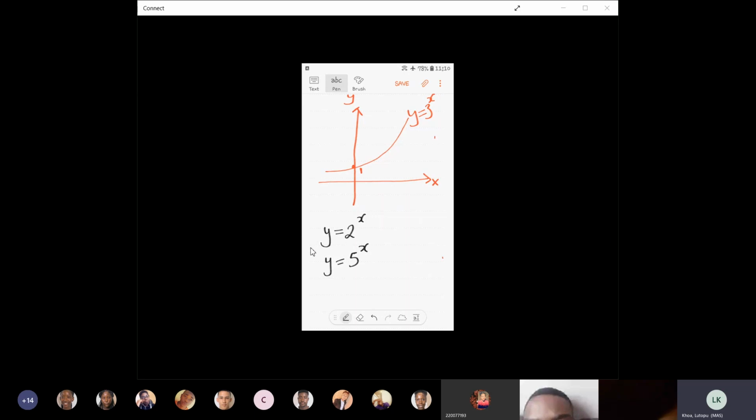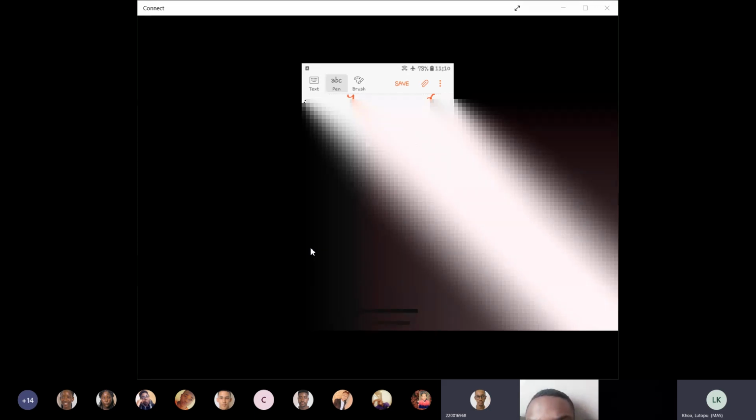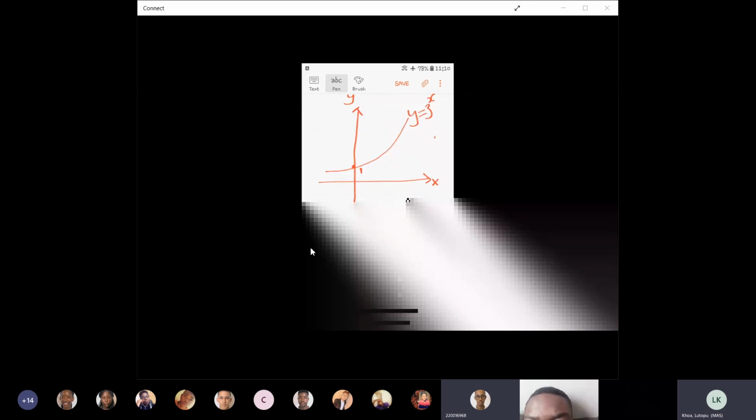Yes, I just want to clarify something. In your second quadrant, the one with, say for instance, 2 to the power of x and 5 to the power of x.